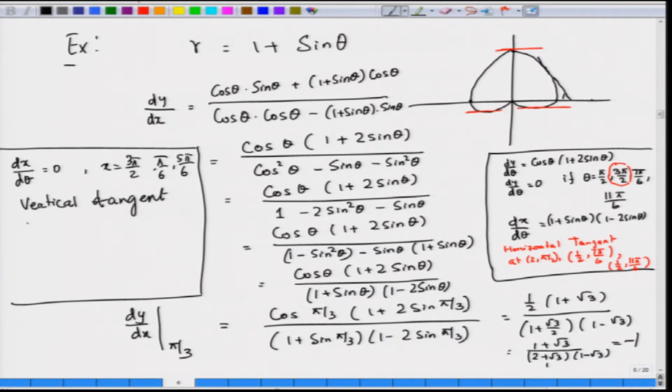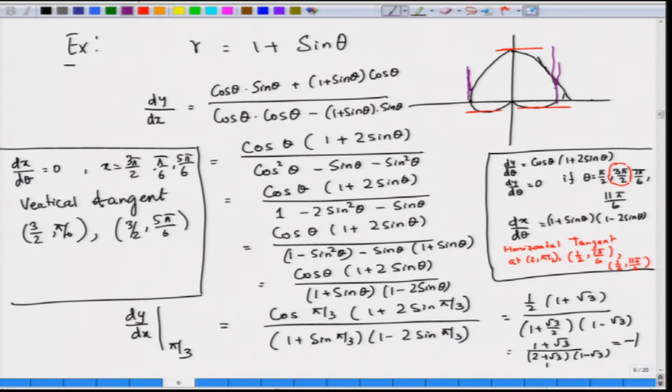So, vertical tangent at the point pi by 6, if we plug in the value, this is 3 by 2, and then at 5 pi by 6, this is also 3 by 2. So the vertical tangent is going to be here at this point, and for 5 pi by 6 it is here at this point. So you will get a vertical tangent.